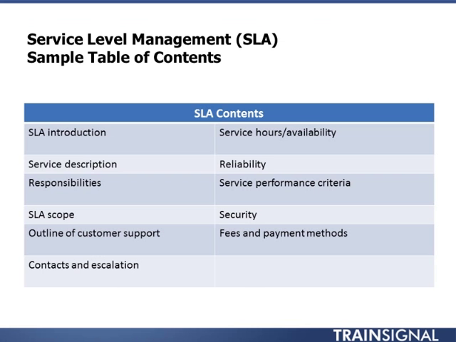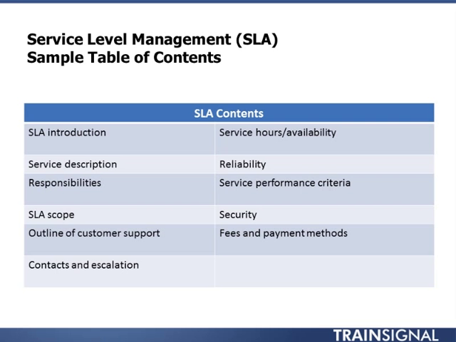Here is some basic content that might be found within a service level agreement: a service level introduction, the service description, the responsibilities of both the customer and the IT service provider, the scope of the SLA. We may outline the customer support and contact points and escalation. We may have agreements around availability and reliability of the service and performance criteria, as well as security and how much the service costs. These are the things that we would agree to with the business customer to define the SLA and what determines good service.